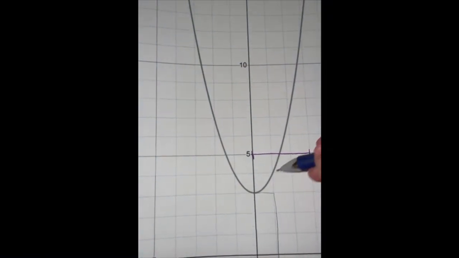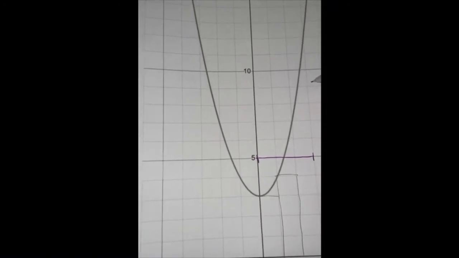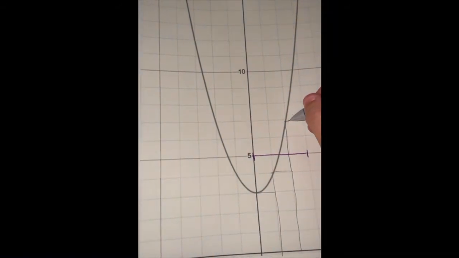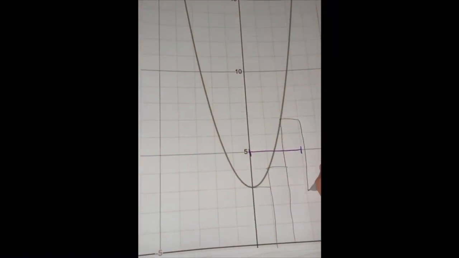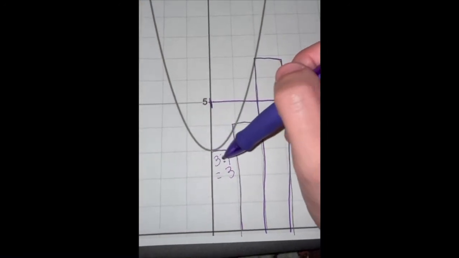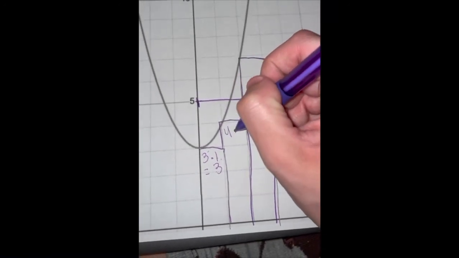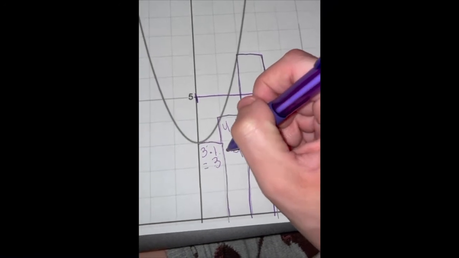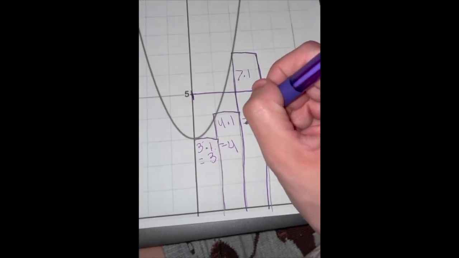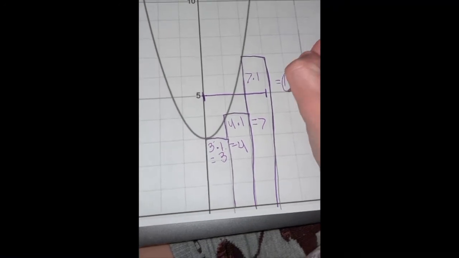Okay, so first we're going to find our left Riemann sum. So we're going to use the leftmost point. In this case, we're going to use the values at 0, 1, and 2 as the height of our rectangles. So first for our left Riemann sum, this height right here is 3, so 3 times 1 is 3. And then for this one right here, it's 4 times our base of 1 is 4. And this one is going to be 7 times 1 equals 7. So 3 plus 4 plus 7 equals 14 for our left Riemann sum.